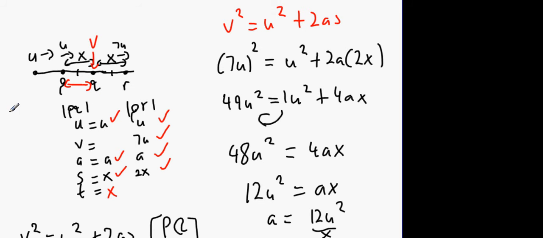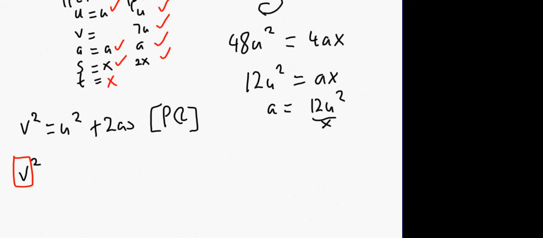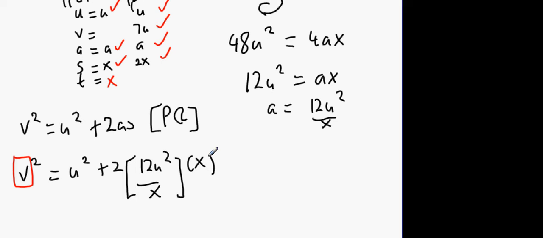Okay? So what's going to happen here is v squared is equal to U squared, plus 2AS, 2 brackets, 12U squared over X, multiplied by S, which is bracket X. Okay? And what's going to happen here is the X's will cancel. Then we're going to get v squared equals 2 multiplied by 12 is 24U squared, plus U squared gives you 25U squared. v therefore has to be equal to 5U. Okay? Everybody happy with that? Yeah. Okay.